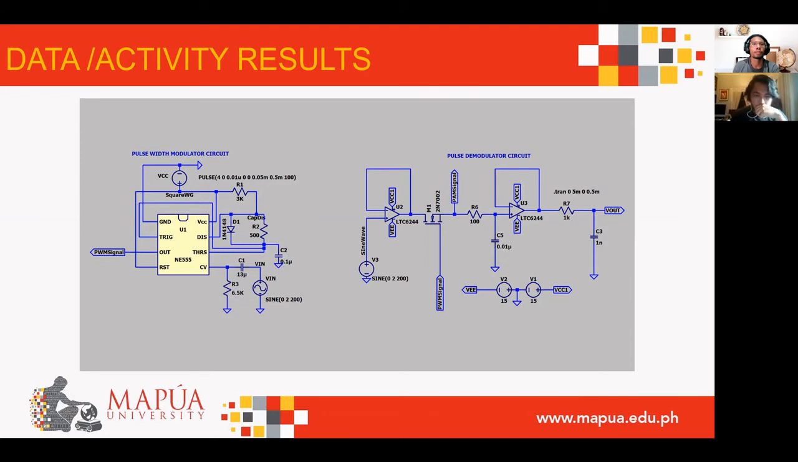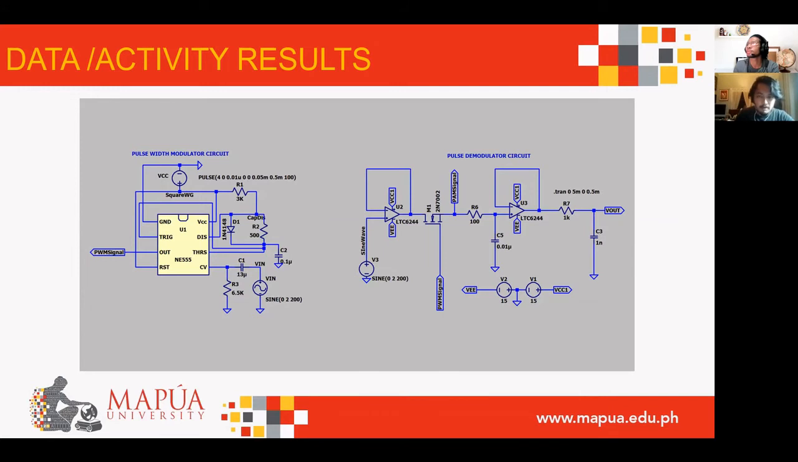So continuing on with the presentation, I will now be discussing the activity results and simulations of our circuit. The circuit design for our project consists of two different parts: the pulse width modulator circuit on the left side, and the pulse demodulator circuit on the right side.